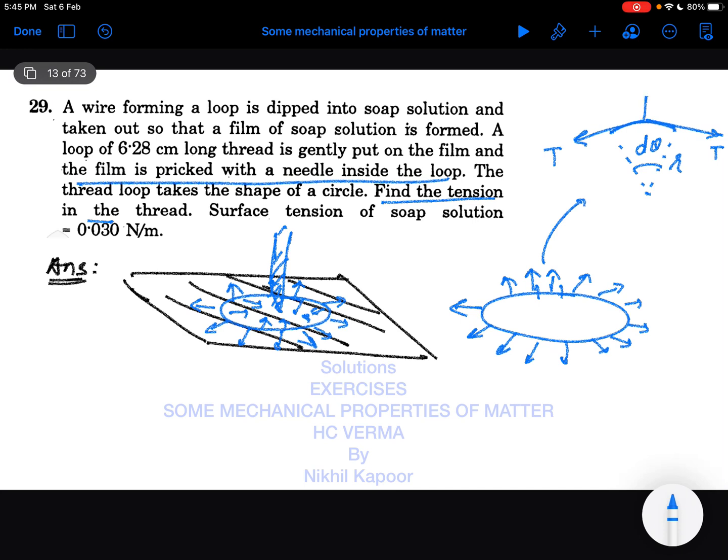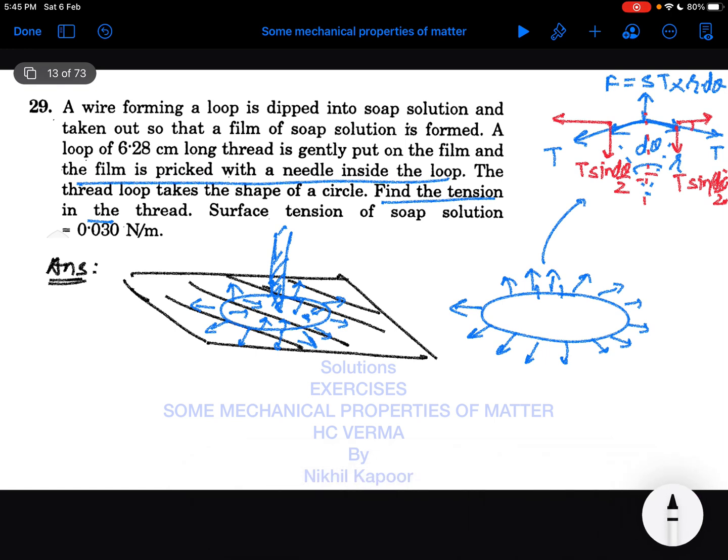And we know that on this small element the force due to surface tension would be equal to surface tension into the perimeter of this loop, which is the arc length, radius into d theta. And after resolving the tension developed in the loop into two parts, these two parts like this, this angle would be d theta by 2, d theta by 2. So this will be t into sine d theta by 2, t into sine d theta by 2, where t is the tension.